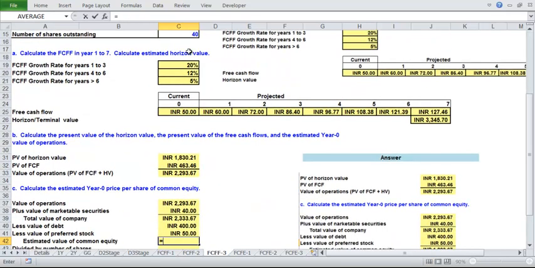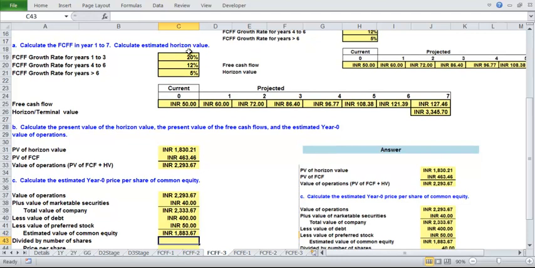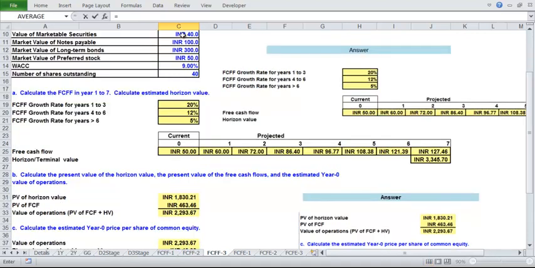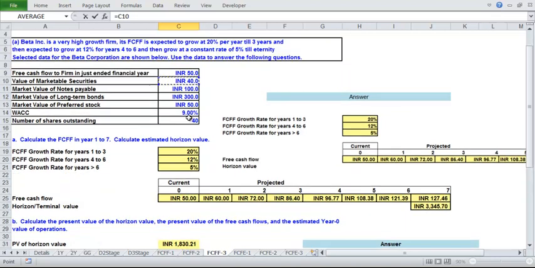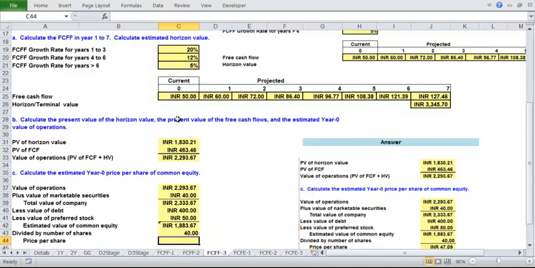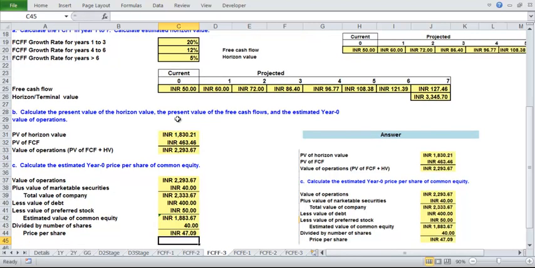So the value of company equity will be value of company minus debt minus the preferred stock. And the number of shares is given as 40. So the value of the price per share will be 47.09. So this is how you will get the free cash flow to the firm, three-stage model.